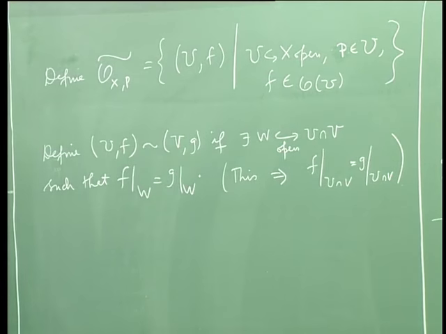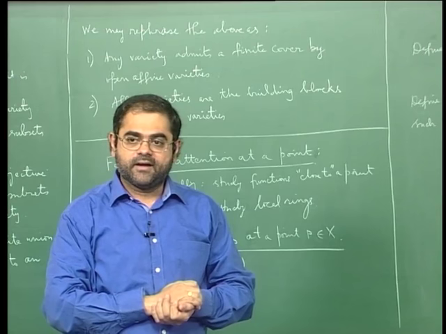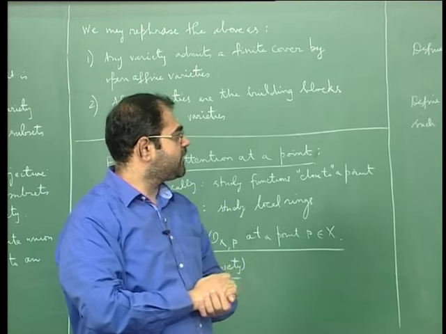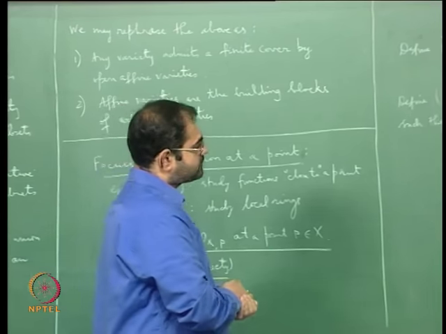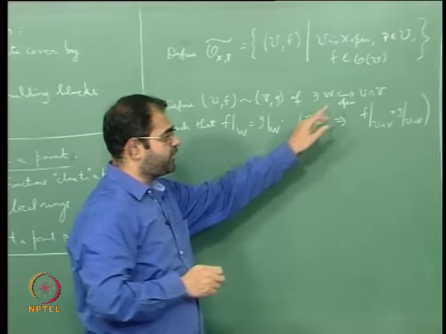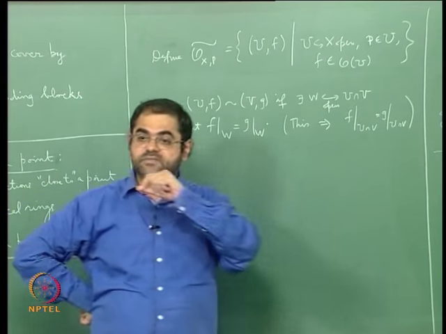Okay, this will happen because F and G will now be regular functions. F restricted to U intersection V and G restricted to U intersection V will be two regular functions on U intersection V. And if they are equal on a non-empty open set, then they have to be globally equal. I only have to ensure that U intersection V itself is irreducible.